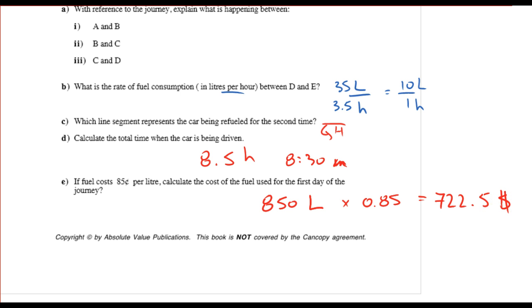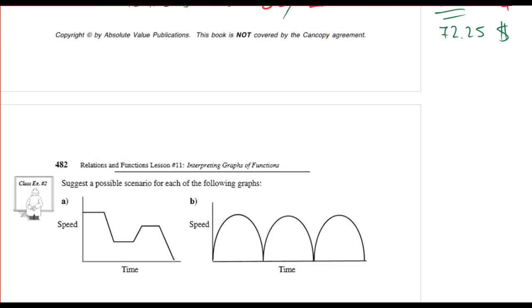Okay, I must have gone somewhere wrong. That's way too high for the money. I think, yeah, right here, it's not 850 liters. That's way too many liters. No car can fit that many liters. So it was 10 times 8.5 hours, and that's only 85. So I'm just going to drop one of these zeros and make that into $72.25. Okay, sorry about that. All right, now keep going here.